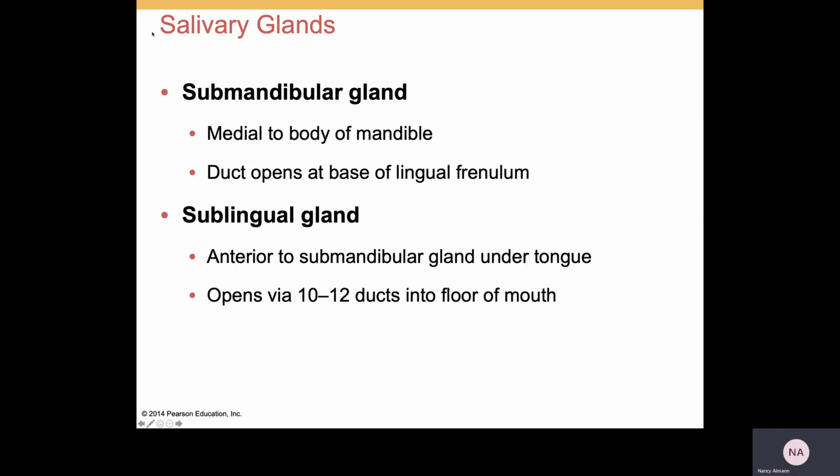Submandibular glands are going to be medial to the body of the mandible. You will have a duct for those guys that will open at the base of the lingual frenulum to secrete saliva. And last but certainly not least will be the sublingual glands, which will be anterior to the submandibular glands under the tongue. And there are, I don't know, 10, 12 ducts that are going to open up and secrete saliva into the floor of the mouth.